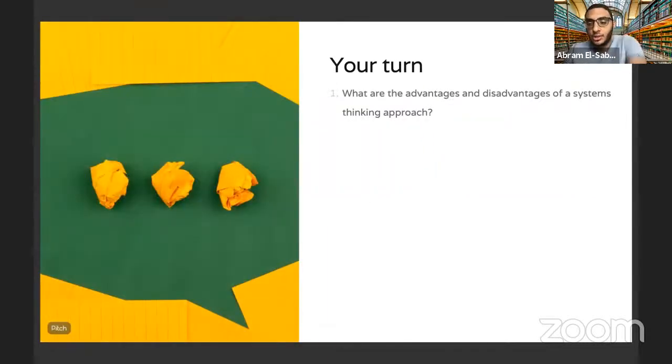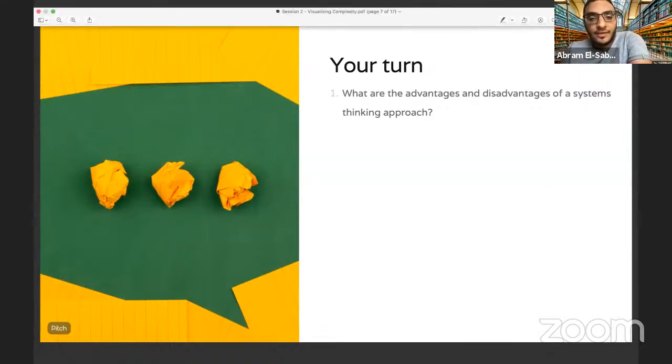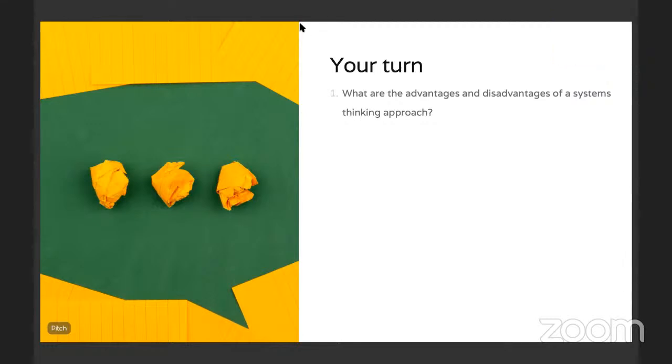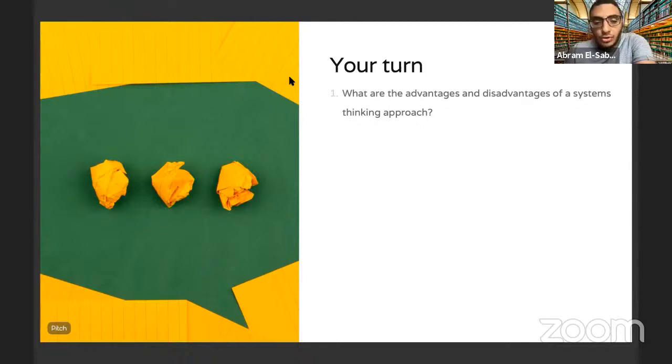All right, cool. So first question, it's on the Miro board as well, so we'll split into groups. What are the advantages and disadvantages that you see with a systems thinking approach? I'm going to put you into 3 groups to do this exercise. The rooms are open, you should be getting a message now, and we'll give you 5 minutes to reflect on that and come back and share your thoughts.